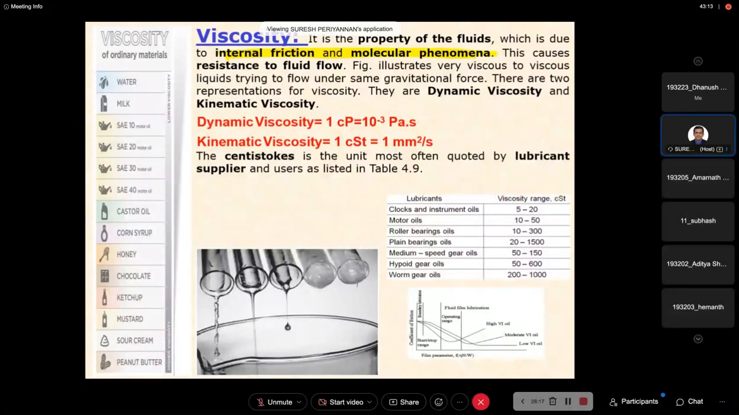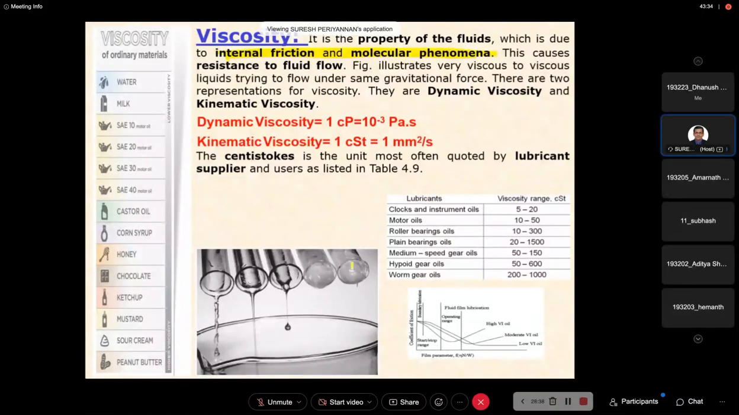Okay, this causes resistance to the fluid flow. This internal friction and molecular phenomena cause the resistance to fluid flow on the surface wherever we are keeping these fluids. Very simple example, see here.